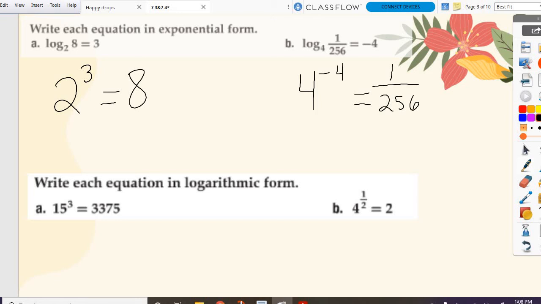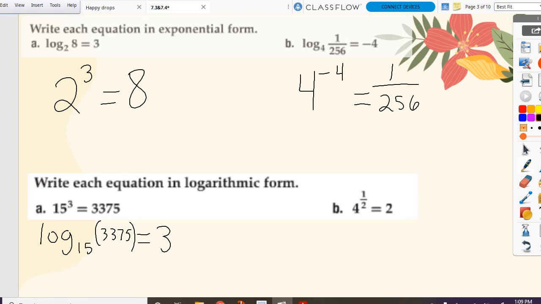So again, remember that my base of my exponent is going to be my base of my logarithm. So 15 is going to be our base for our logarithm. And then remember that logarithms equal exponents. So 3 is my exponent, so that's what my logarithm is going to equal. And then the 3,375 is what's going to be on the inside. And that would be part A in logarithmic form.